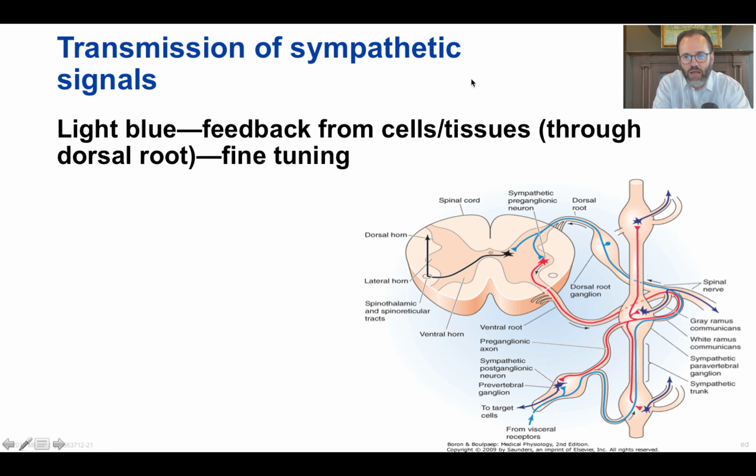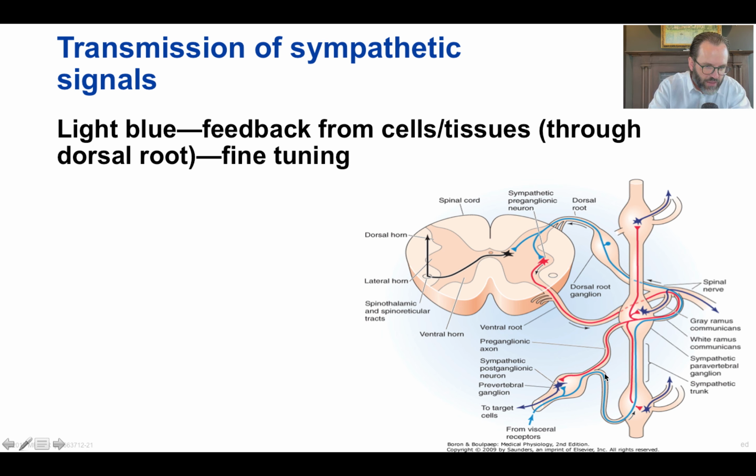So what you can see here now, importantly, while we're looking at this diagram, is that while we have a relatively coarse amount of outflow to, let's say, multiple regions of the dorsal root ganglia that can impact, we'll say, regions of vascular beds, we can also have feedback from cells and tissues through that dorsal root, which is more of a fine-tuning mechanism.